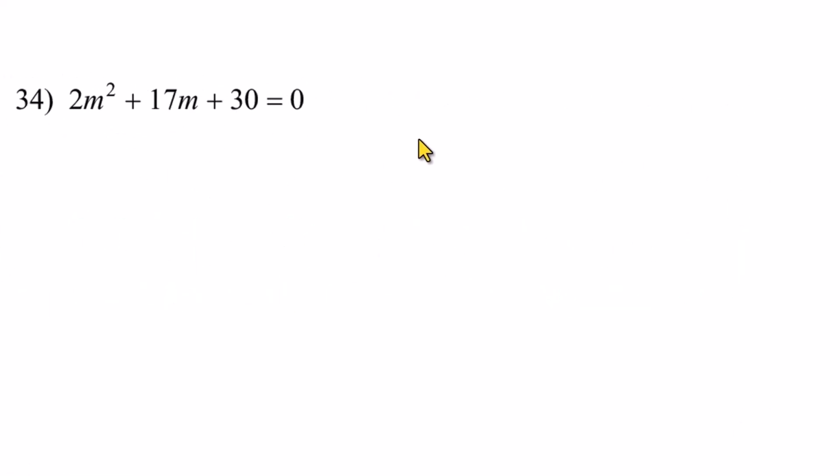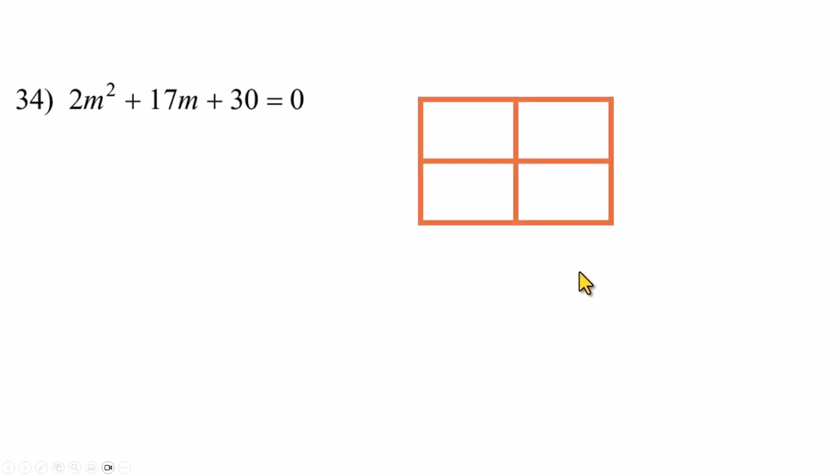Now we need to do factoring again. This one's not going to be quite so easy to do just off the top of my head, so I'll bring the boxes back in. Remember, we put the first term in the first box. We put the last term in the last box. We don't know what these boxes are right here, but we do know that when you put them together, you're supposed to get a positive 17.